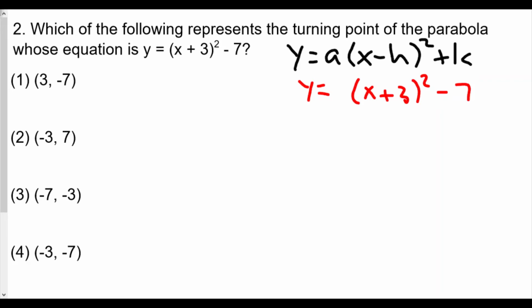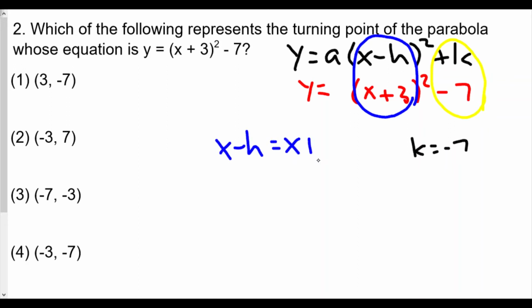First off, I'm going to match up the k and the negative 7. So we see here k equals negative 7. All right? That's our first matchup. Our second matchup will be the inside. We have x minus h equals x plus 3.